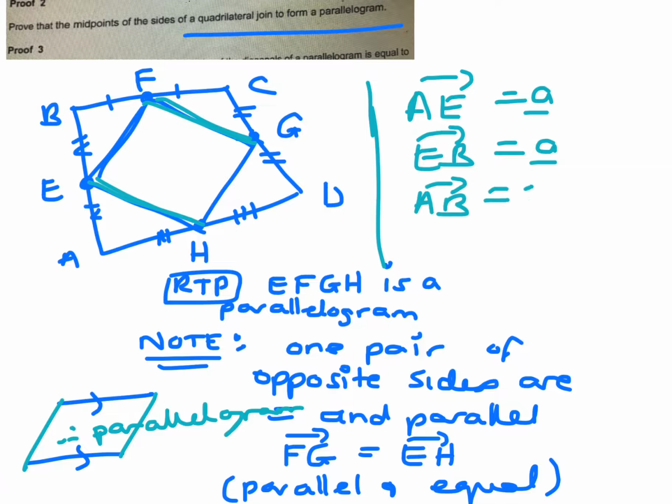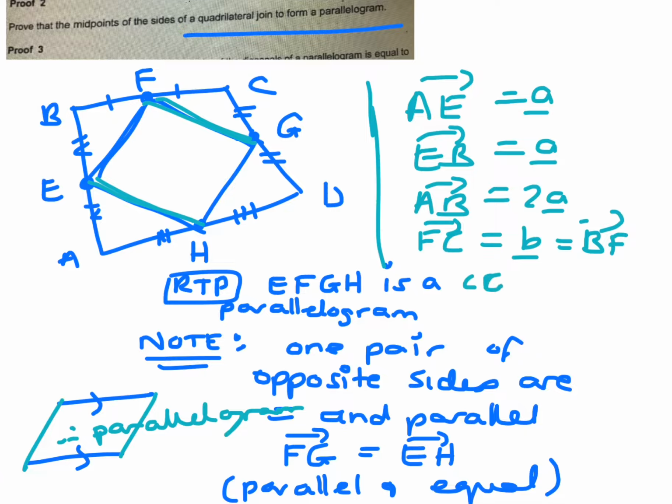So let's call AE, we're going to call that A. That means that EB will also equal A, and AB will equal 2A. All right. We also, let's put FC. So FC, let's call that B. And that will then be equal to BF.